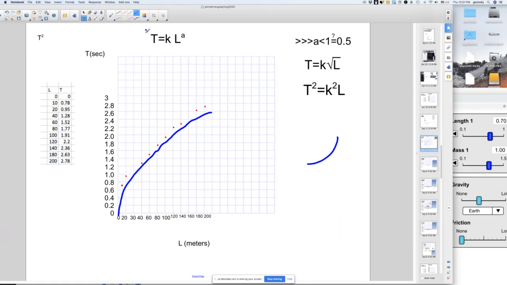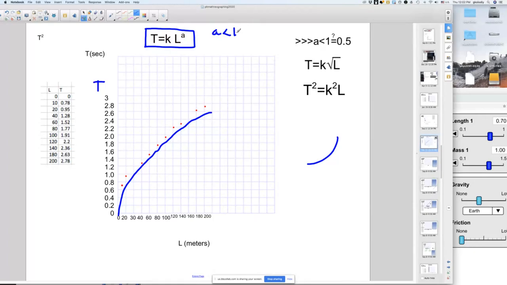What does that tell us? Well, that tells us it's possible that they're connected by this type of equation: the period, in other words, these numbers here, versus the length, is equal to some number times the length raised to some power A, where A is going to be less than 1. We know that because it curves this way as opposed to curving that way.